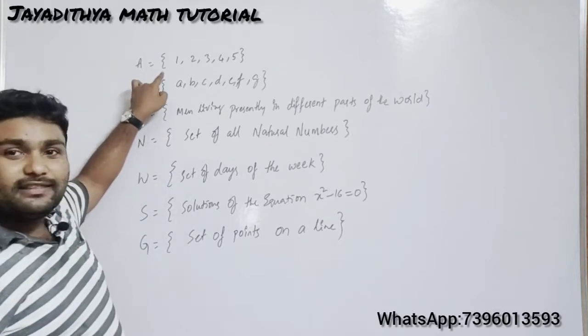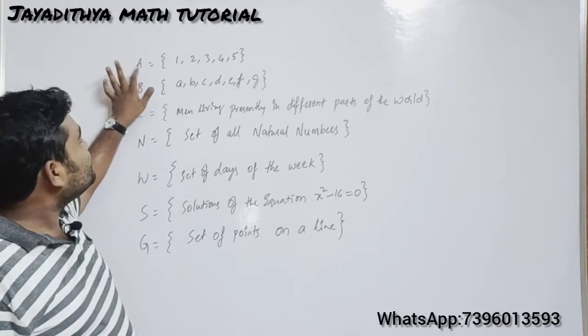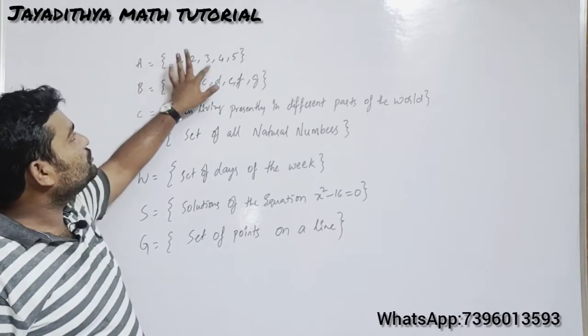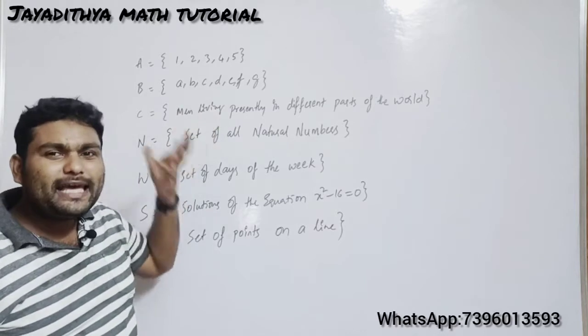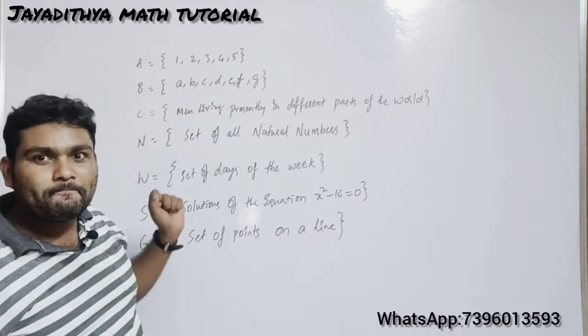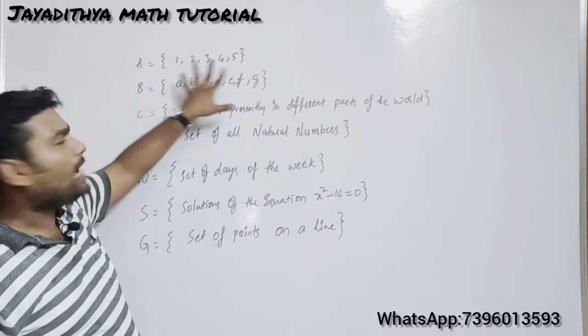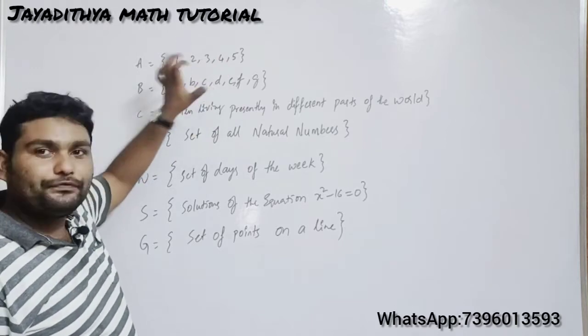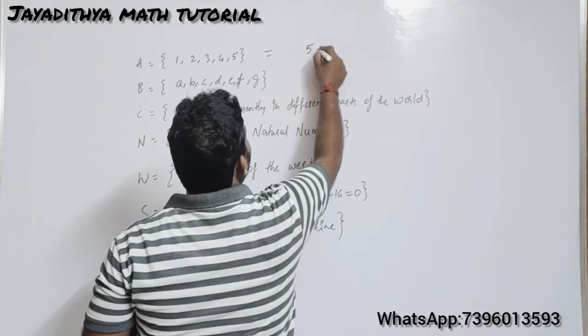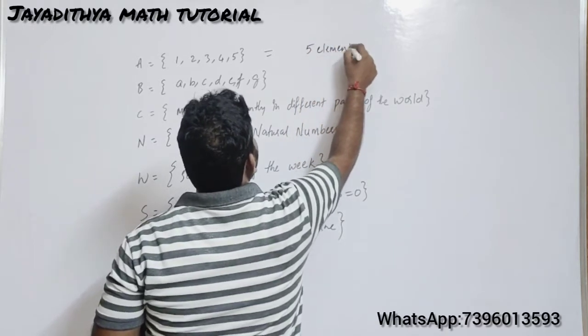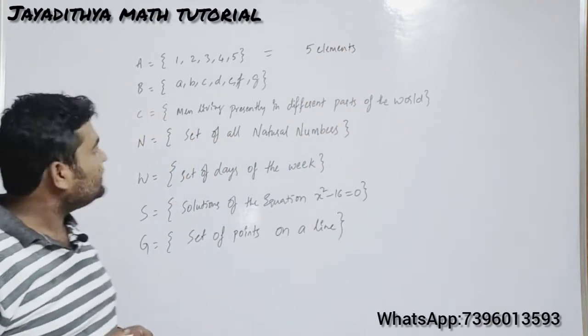What is the first one here? The set is A. In set A we have the elements 1, 2, 3, 4, 5. Can you say how many elements are there in this set A? Yes, we have 5 numbers here. Therefore, we can easily say that we have 5 elements in the set.